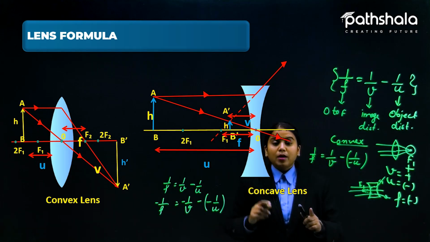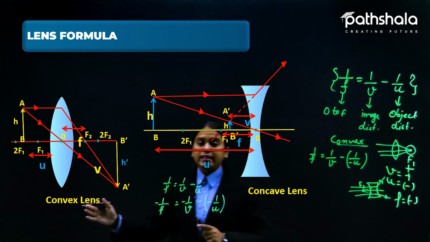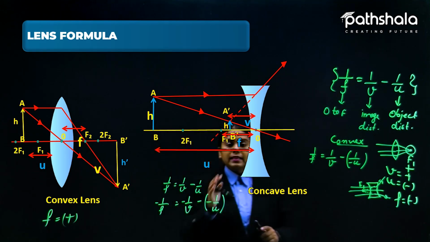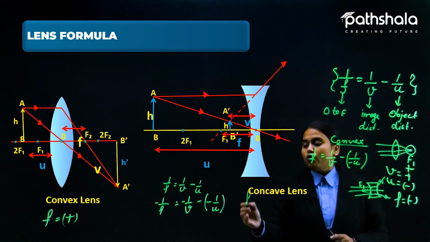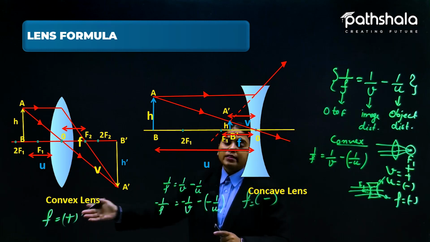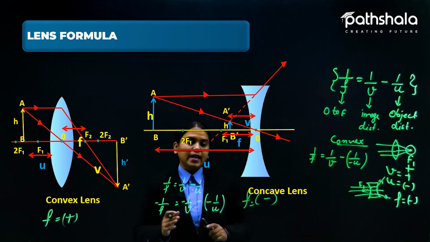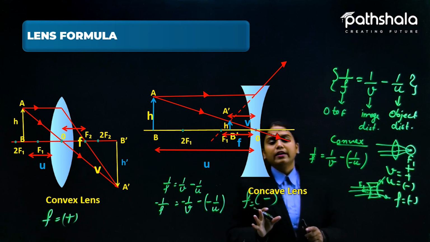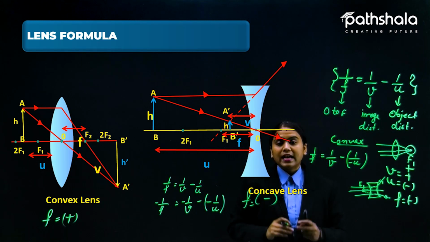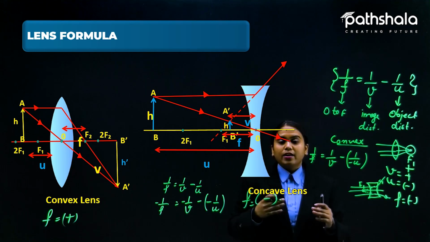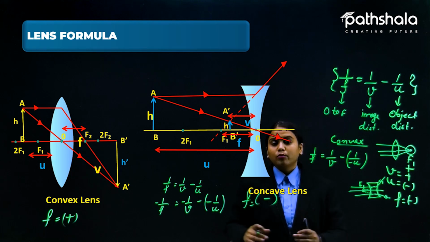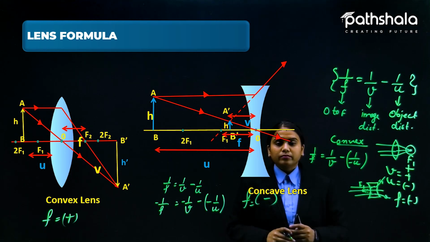But remember, in the convex lens, the focus would always be taken as positive, and in the concave lens, the focus would always be taken as negative, because the primary focus for the convex lens is on the right side, and the primary focus for the concave lens is on the left side. So I hope you remember and understand this lens formula and the questions that are going to be used accordingly, so you can formulate them very well.